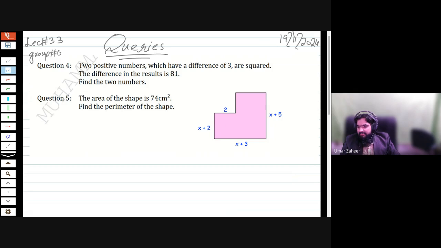All right. We have question number 4: two positive numbers which have a difference of 3. So let's say we have a positive number x and the square. So the difference in the result is 81. Find the two numbers.